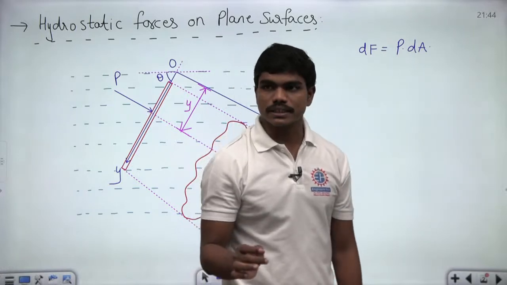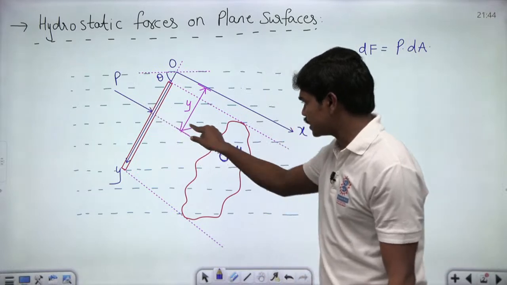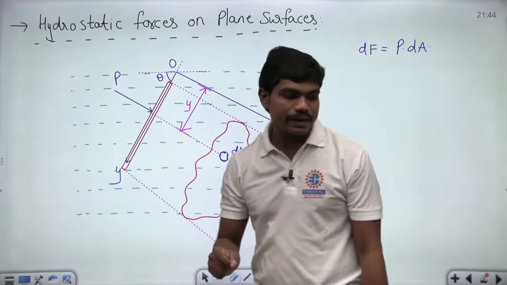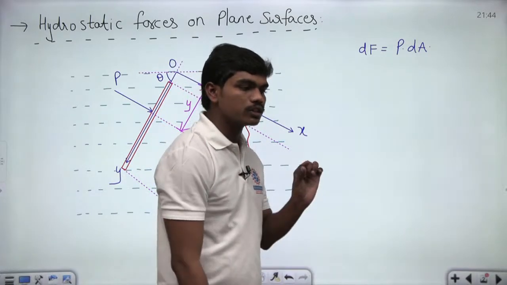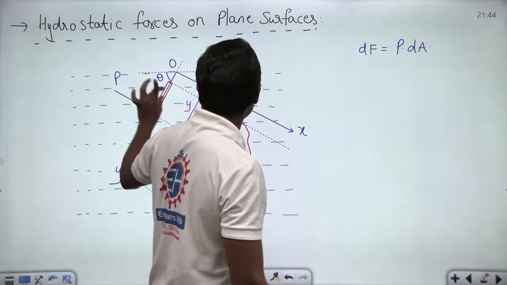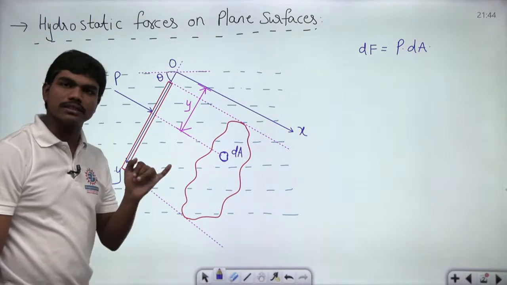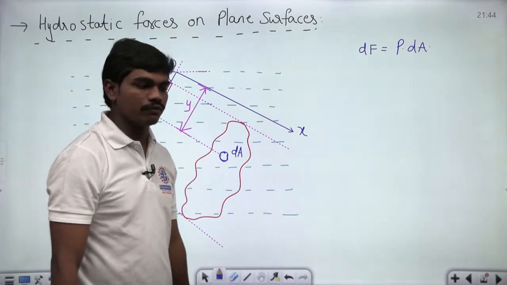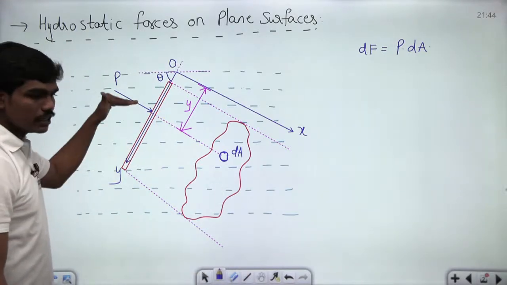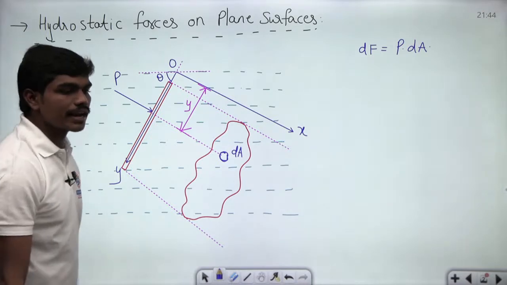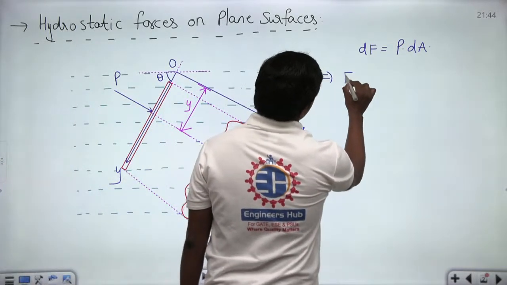Please do type in the chat box. Can you all understand that the small force because of this pressure on this elemental area dA is P into dA? Yes or no? Where P is the pressure at this instant, and pressure is always a normal and compressive force. So I can plot this pressure perpendicular to the line of action of this plate. If I can write this, then if I want the total force, what can I do?